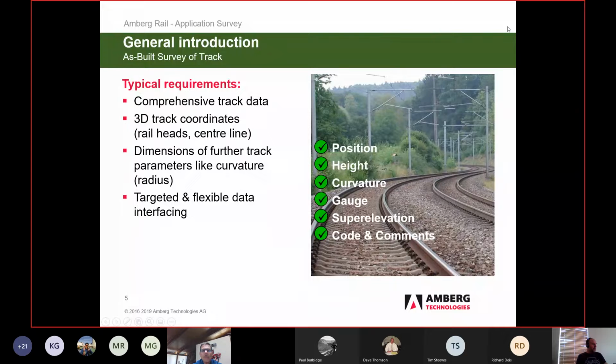All right. So when you're building your as-built of your track survey, typically you're going to want a comprehensive set of track data. You're going to have 3D track coordinates, railhead center line, dimensions of track parameters like curvature, radius, and the Amberg has about 80 different options which you can do in there to measure that track geometry. So you can measure its position, height, curvature, gauge, super elevation, and on top of that, you could customize it to your client as well. You could have it measure the versines, a versine being your deviation from design. So you can set that up to show that in your reporting.